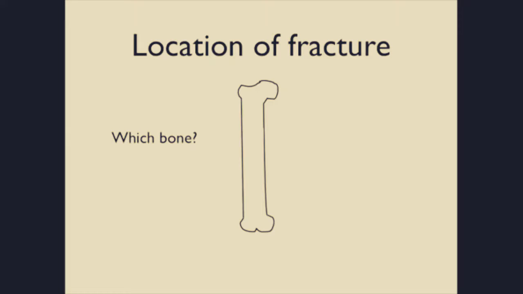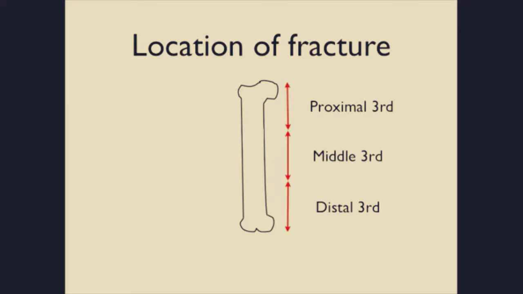Next we'll talk about the location of the fracture. This is important for describing, especially over the phone, so not only do you want the right side, but also in terms of fractures, the right bone. Next, it's important to mention whether it's affecting the proximal, middle or distal third of the bone. This is helpful in your description of the fracture, especially if you're describing it over the phone to one of your colleagues who can then visualise where this fracture is affecting the bone.